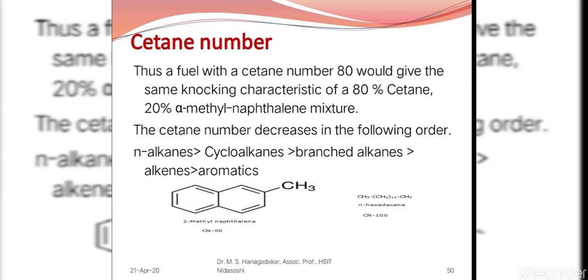So from this what we can conclude, if you want to say the petrol is a good one, it must have more aromatic hydrocarbons as compared to the rest of the hydrocarbons. If you want to say the diesel oil is a good one, it must have the long chain hydrocarbons, normal alkanes, as compared to the other hydrocarbons.